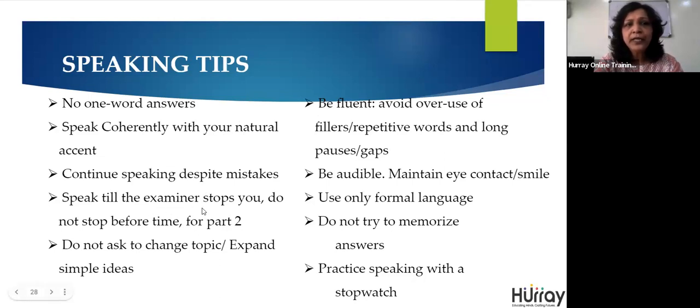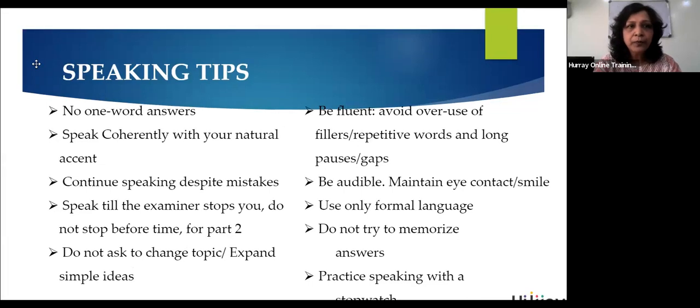The examiner will tell you when to stop speaking for part 2 in the cue card round. You will get 1 minute to prepare and you will have 2 minutes to speak. Until the examiner stops you, please do not stop speaking. Also, you're not supposed to ask the examiner to change your topic for the cue card, because you're not allowed to ask, and the examiner is not allowed to change the topic for you.